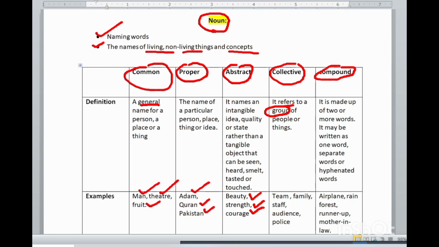A collective noun refers to a group of people or things. If there is a group of people or things, this is called a collective noun. The name of the group is called a collective noun.